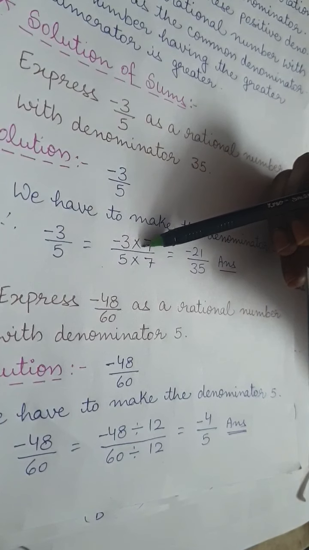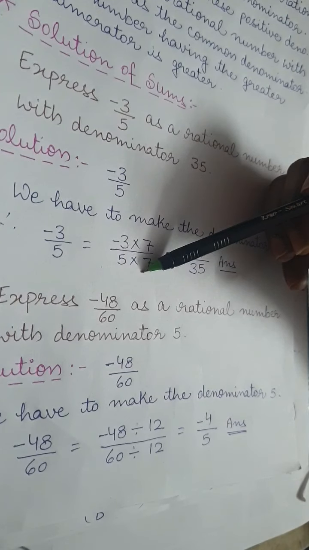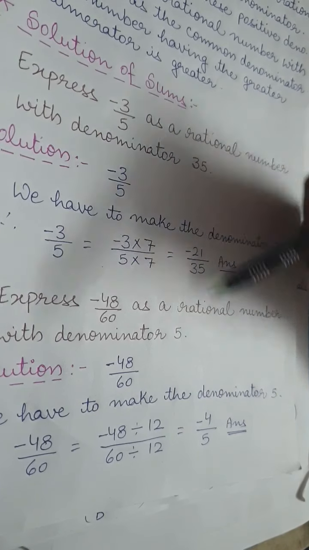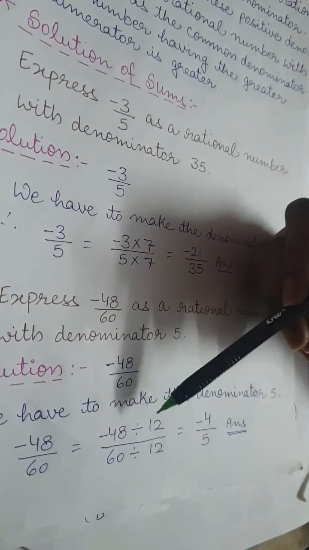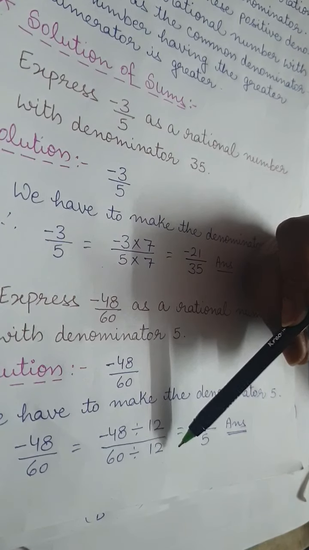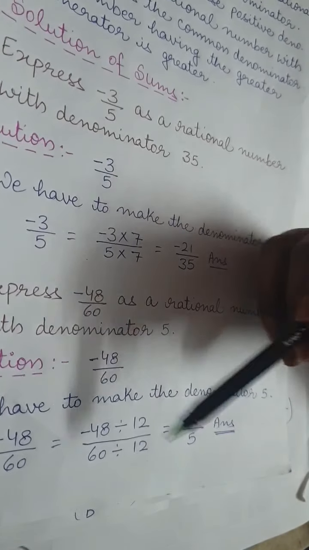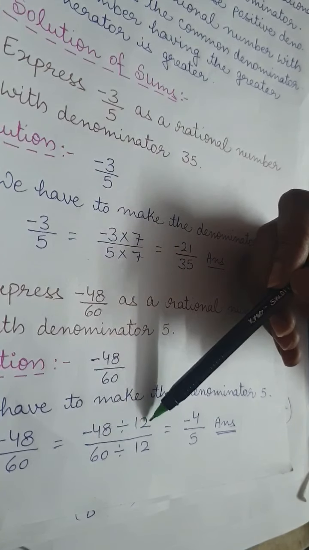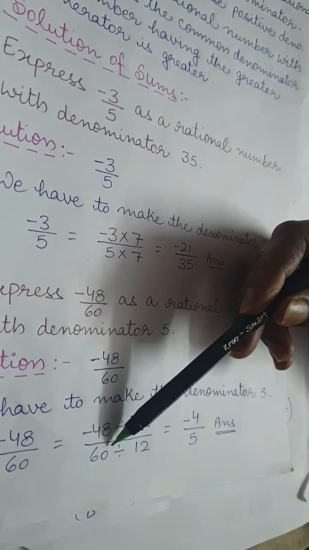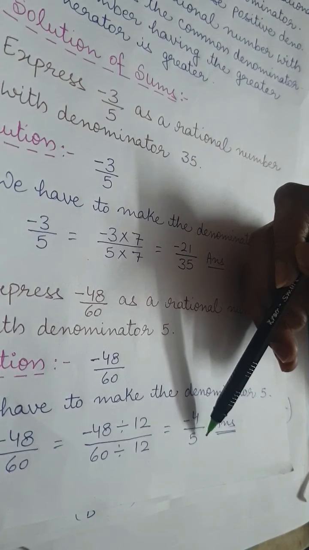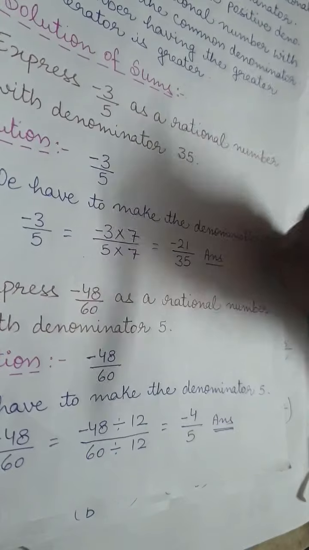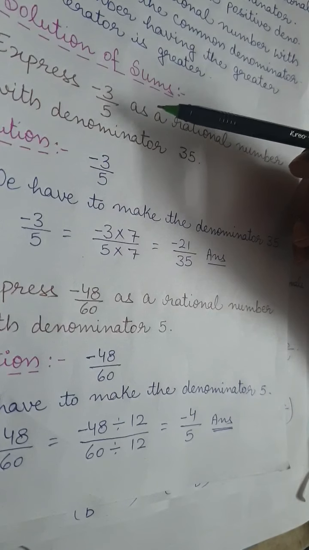Here, what did we do before? We multiplied both numerator and denominator by 7. And here we are dividing both numerator and denominator by the same number. So, by dividing -48 by 12, we get -4, and dividing 60 by 12, we get 5. Here the solution is obtained. Fine, I think there is no doubt now.